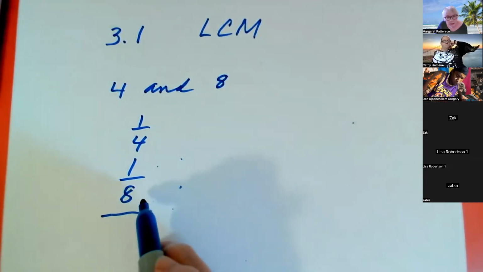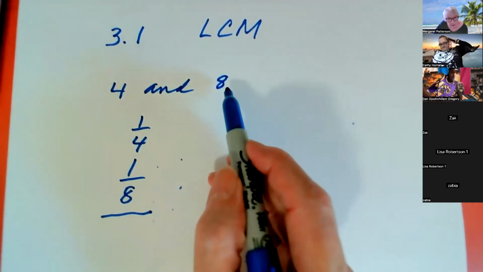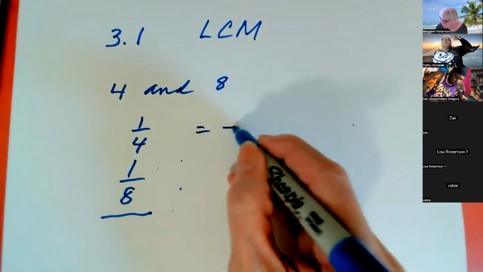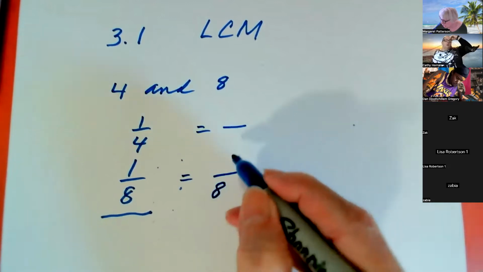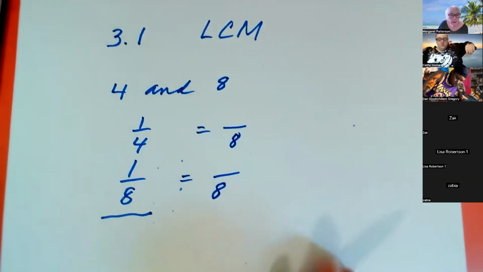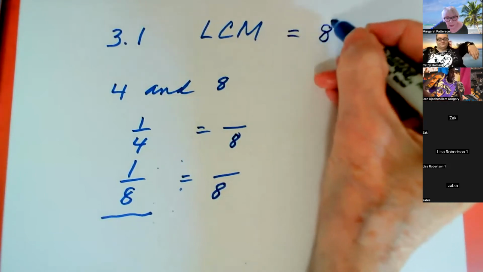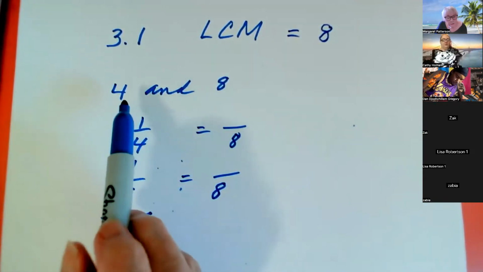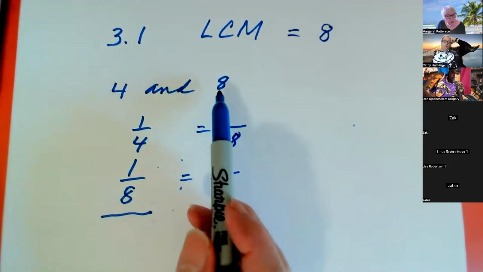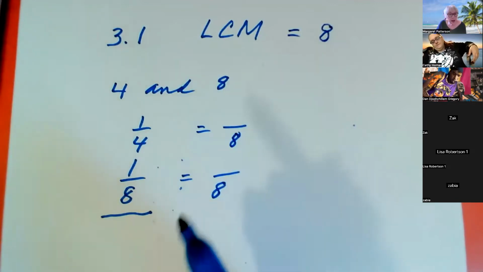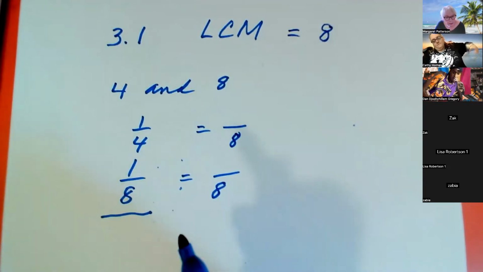Well, the first thing you try is the biggest one, the bigger one. Is it good enough for both? In other words, could you turn these both into 8s? And the answer is yes. You could, couldn't you? Yes. And so the least common multiple is actually 8. So the first thing you try is you look at your numbers and you look at the biggest one. And you say to yourself, well, would that work? And the answer is yes.